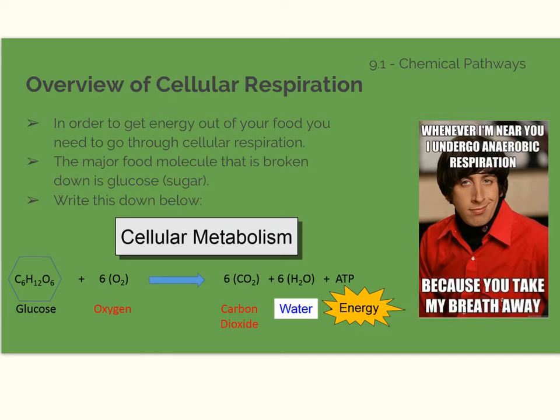And I do want you to write this down here below. So start off writing, glucose. It may help to write both the chemical formula, C6H12O6, as well as the name. But this is a balanced chemical equation, if you remember from your days in Science 9. 1 glucose plus 6 oxygen will yield 6 carbon dioxide, 6 water molecules, and ATP, which is energy.